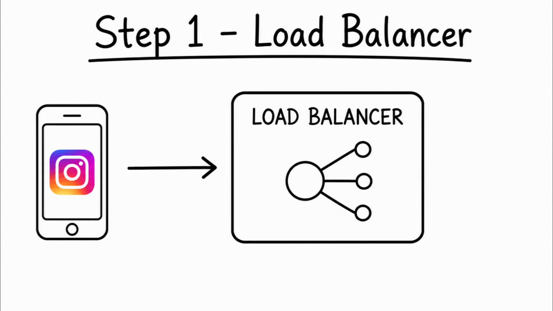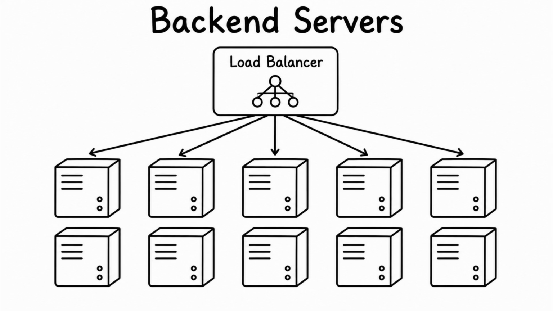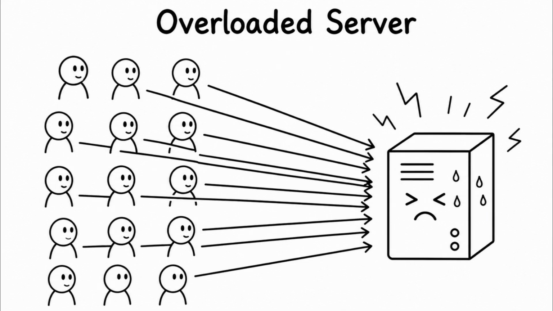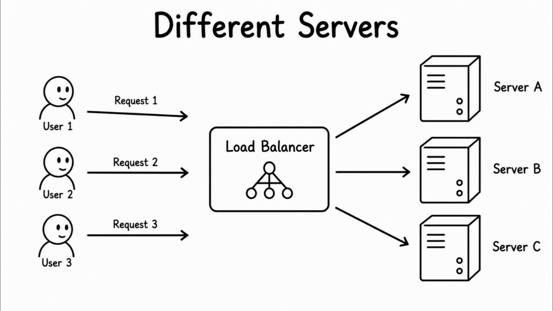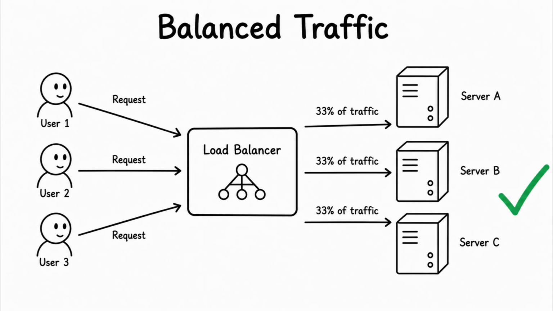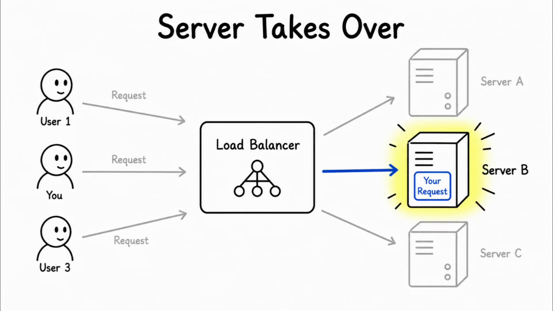Step 1. Request reaches load balancer. The first thing that receives your request is usually a load balancer. Think of it like a traffic controller. Instagram has thousands of backend servers. If every user tried to hit the same server, that server would immediately become overloaded. So the load balancer distributes incoming requests across many backend servers. One request may go to server A, another may go to server B, another may go to server C. This keeps traffic balanced. Suppose your request gets sent to one backend server. Now that server takes responsibility for handling your request.